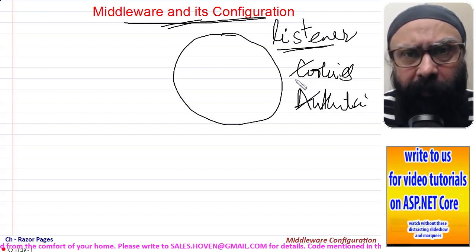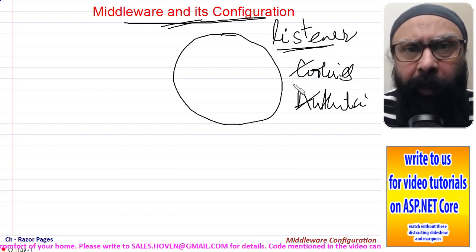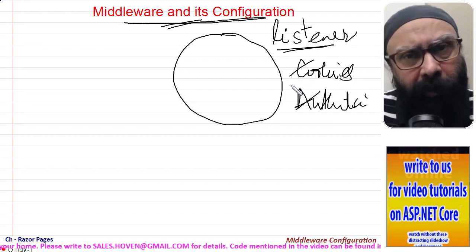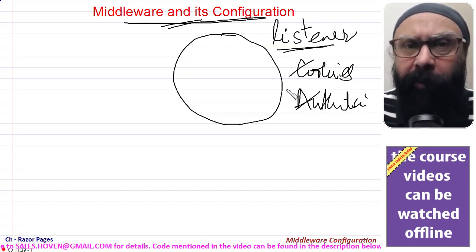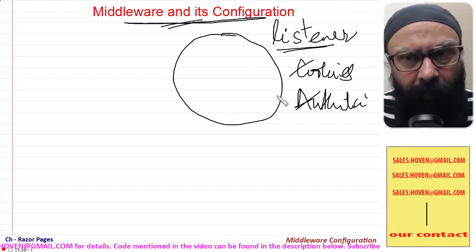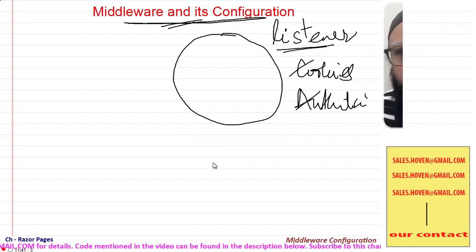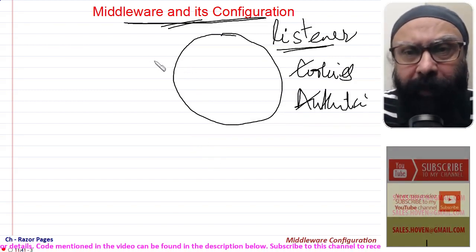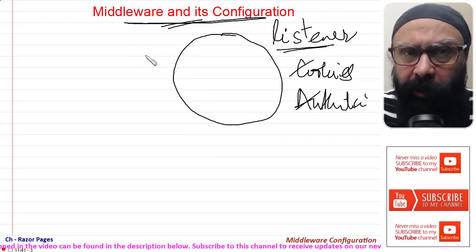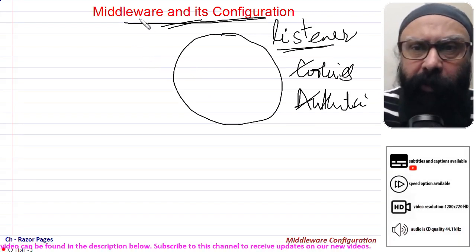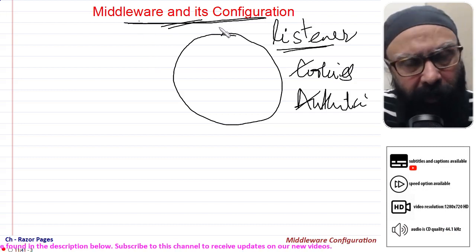So ASP.NET Core gives you an option to add just the required items to your application so that it is lighter and faster. So modularization, or splitting your configuration into different stages, into different components, is called middleware and its configuration.